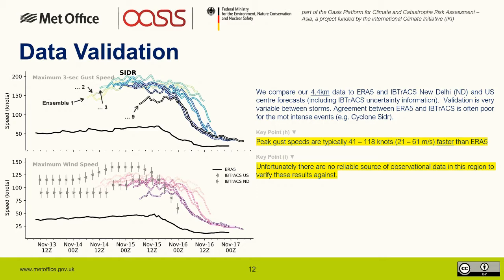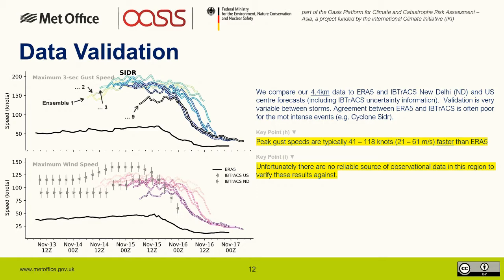Here we compare the 4.4 kilometre data to the source ERA5 data and the IBTrACS New Delhi and US forecast centres, including their estimates of uncertainty. So in these plots on the left, the ERA5 data is represented by the thick black line. The IBTrACS data by the grey triangles, with the grey bars representing their associated uncertainty estimates.